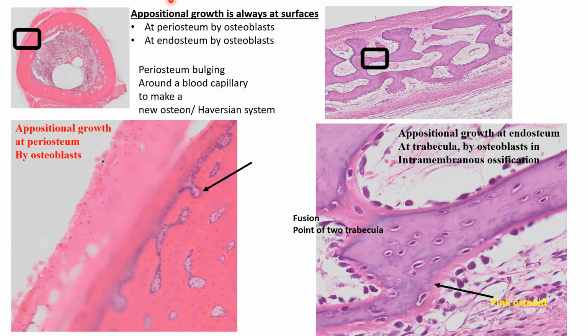Let's move to the other side. This is a flat bone. And look at the appositional growth of the trabeculae.